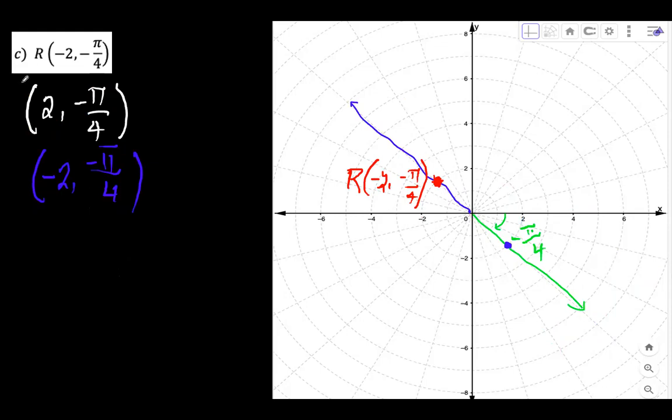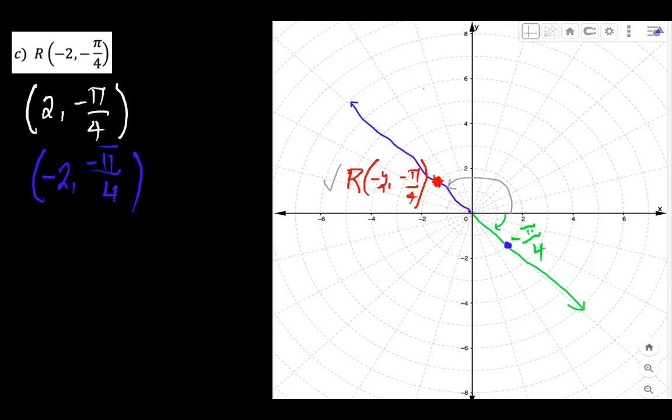Okay, so let's identify other points in example letter C. R is -2 and -pi/4. And the final point is here, the red one. This is the point that we got. And there are other points that we can identify. We can use the positive angle measure.